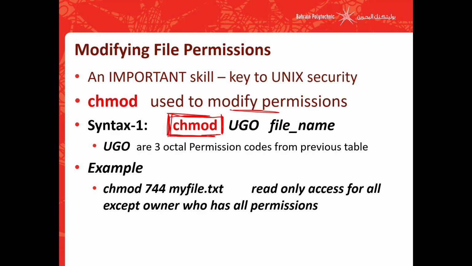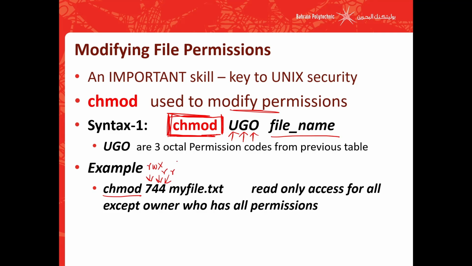Now, the next part of this command is the ugo. We'll look at what we need to write here, but you need to put the permissions for the user, the group, and then others, and then whatever file or directory name it is. For example, if you write chmod 744, the 7 means everything. For the user, they can have read, write, and execute. But for the group, it's only read, and for others also, it's only read.